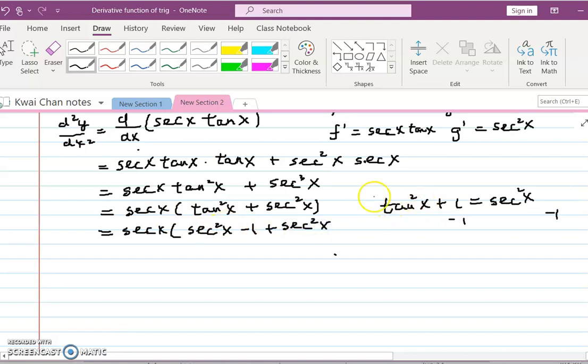So what do we have? If we simplify the whole thing, it would equal secant x times 2 secant squared x minus 1. And we have everything in secant. Okay, so this is just a demonstration that when we take derivatives of trig functions, sometimes you have to use the identities. So please get familiarized with your trig identities. So that's all of 3.5.